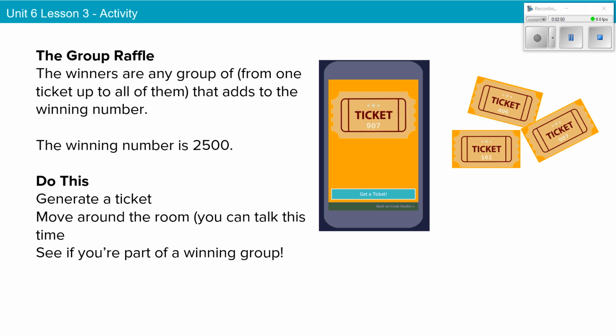But if we change the rules and say, well, it doesn't have to be 2 tickets, it can be any number of tickets that add up to the winning number. So if my winning number is 2,500, if somebody has the ticket 2,500, they automatically win. If I have 2 tickets that add together to 2,500, they win. 3 tickets that add up to 2,500, they win. 4 tickets that add up to 2,500, they win. There's a lot more ways that this could work, because now you're not just checking pairs of tickets. I have to check every combination of 1 ticket, 2 tickets, 3 tickets, all the way up to however many total tickets I have sold.